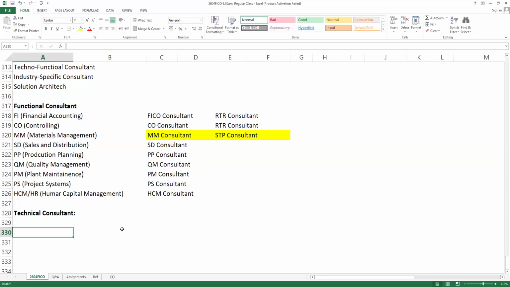Okay, technical consultant. The first technical consultant will be the ABAPer. We call this an ABAPer. What is this ABAP? First of all, by this time you may be aware that SAP is built on the ABAP language. We will call these technical consultants ABAPers. Now, what exactly do they do?